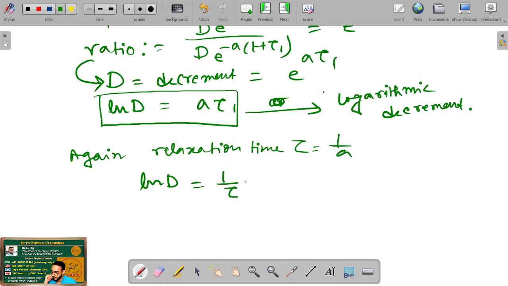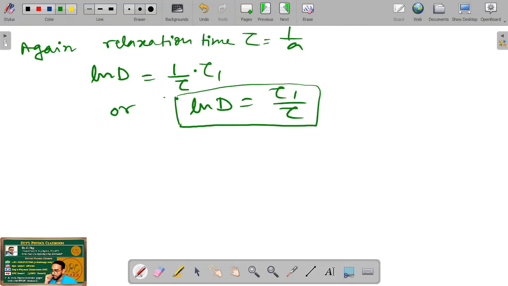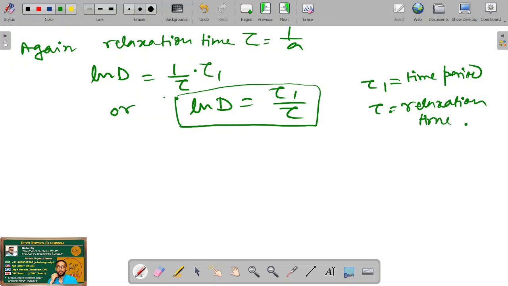Now if we put it here, we will get log decrement equals 1 by tau into tau 1, or logarithmic decrement equals tau 1 by tau, where tau 1 is the time period of two consecutive displacement maximum amplitudes and tau is the relaxation time. So this is the relation between logarithmic decrement and relaxation time in a damped harmonic oscillator.